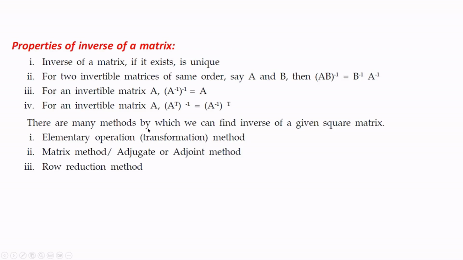And next we have the methods to find the inverse of a given square matrix. There are various methods available. One is the elementary operation or transformation method. The second one is the matrix or adjugate or adjoint method. And the third one is the row reduction method. So we are having only the matrix or adjugate or adjoint method.